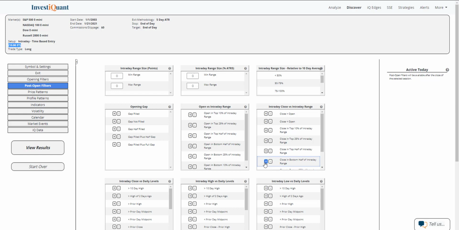I can do that by going into this intraday close versus intraday range and hitting equals next to close and bottom half of intraday range. And that means that the 3 p.m. price, since that is the entry time we're using, is in the bottom half of the intraday range.